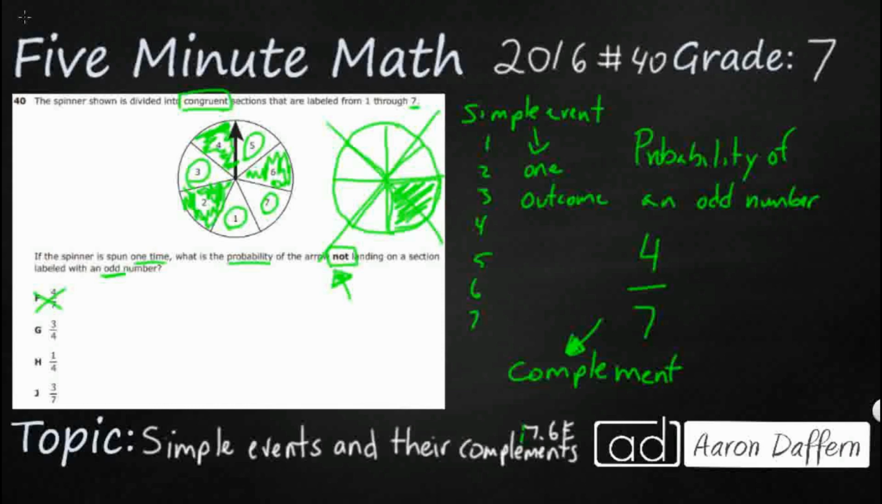So if you look at these 3 I've kind of shaded in real quick, these are the complement. So the complement is going to be, I've got 3 even numbers, right? 2, 4, and 6. They could be called even or simply not odd. Still 7 total, so that's what I'm looking for. The answer is J.